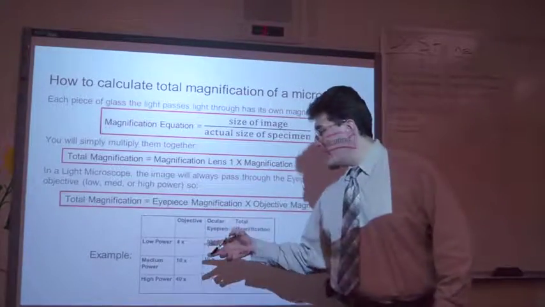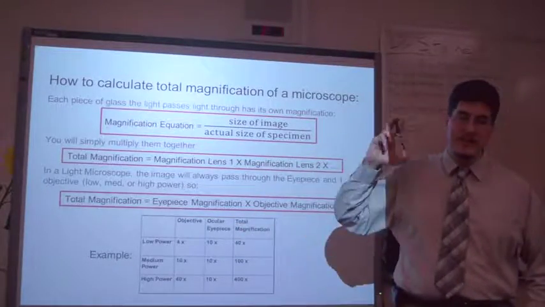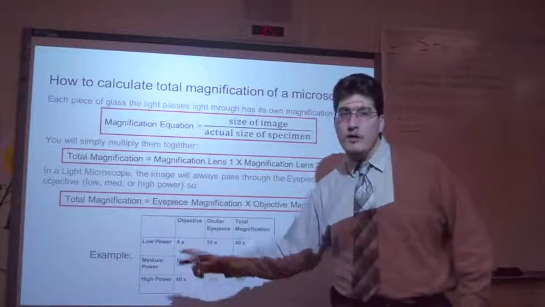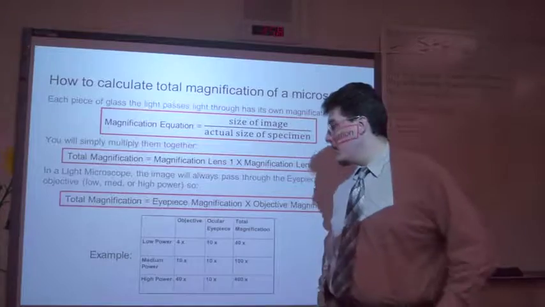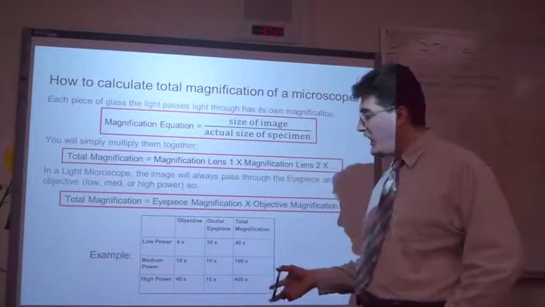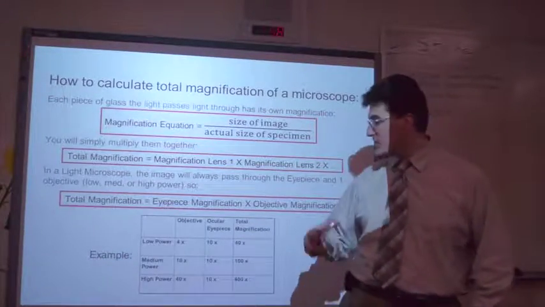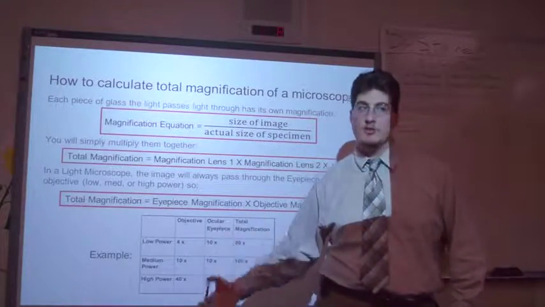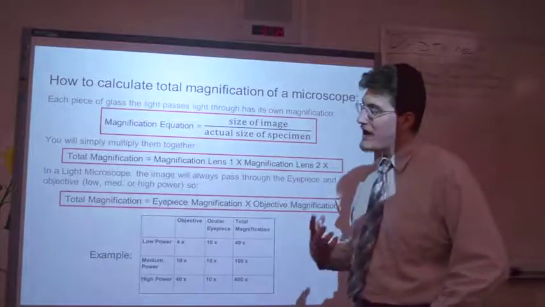So, red is 4 times the objective times the eyepiece, 10, 40. The low power, yellow, is the medium here, of 10 times the eyepiece, 10. 10 times 10 is 100. The high power is the blue one, which is 40 times the eyepiece 10, which is 400. So that is how you get total magnification.